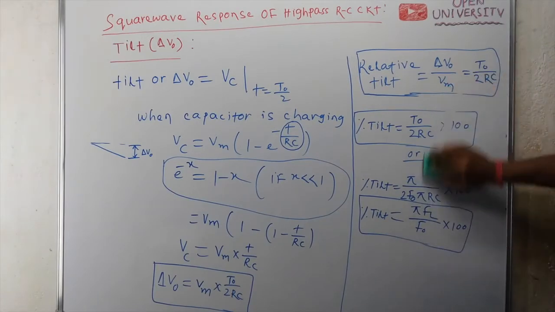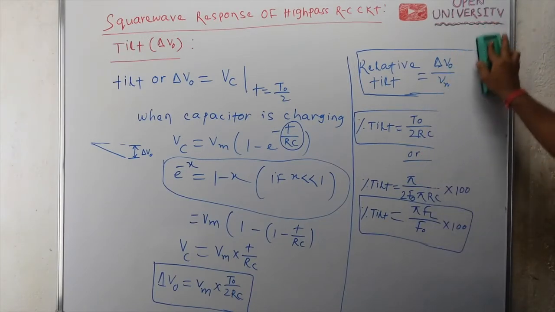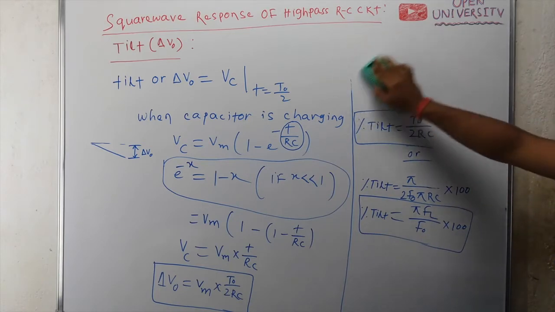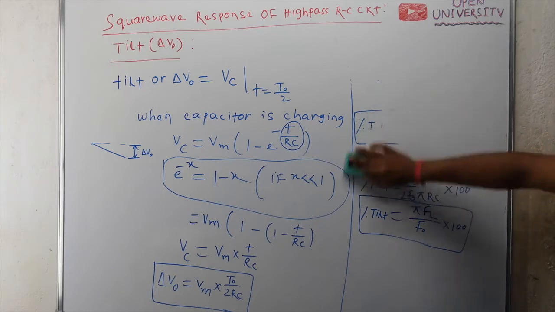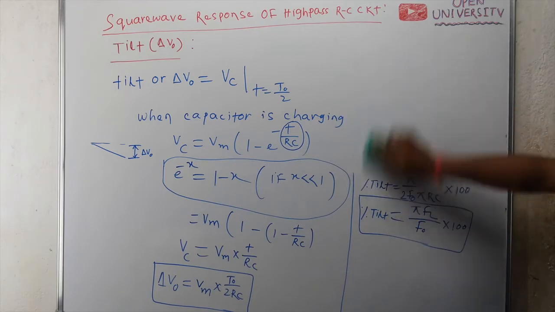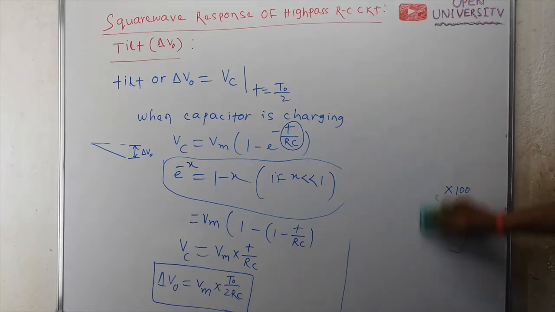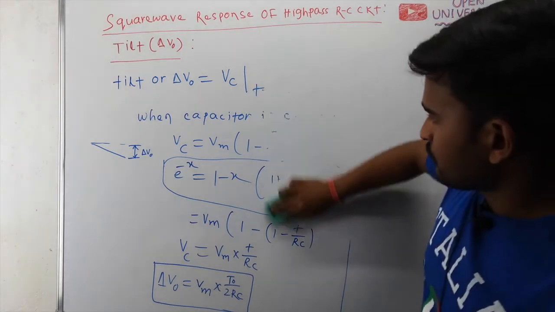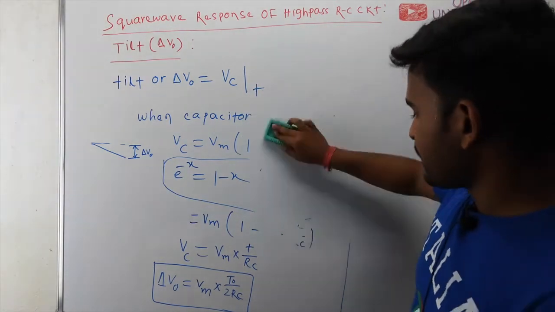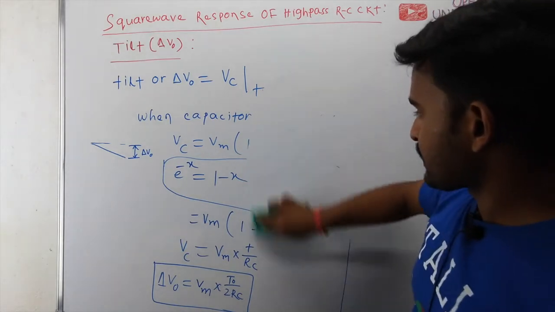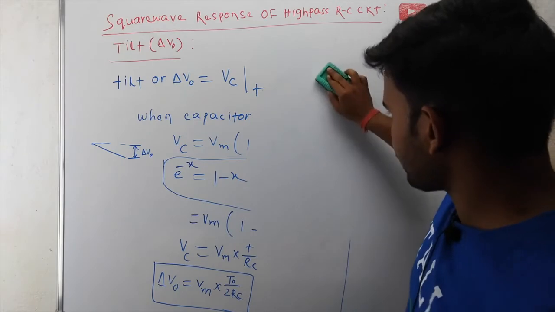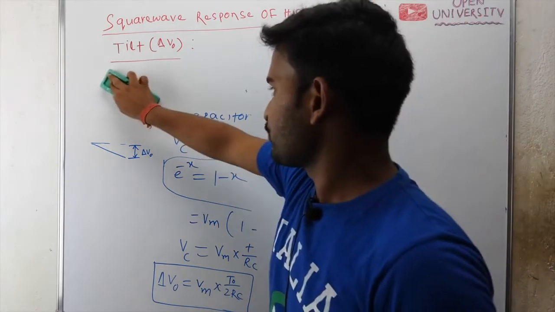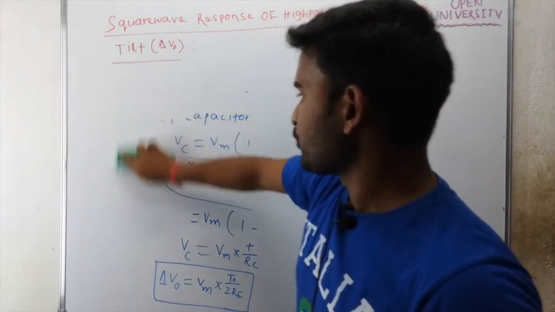Remember these formulas of tilt, relative tilt and percentage tilt. If you want to find the relative tilt, you need to divide the tilt delta V naught by the maximum value Vn. That becomes your relative tilt. Basically, percentage tilt means how much is the change of your output waveform with respect to the input waveform.